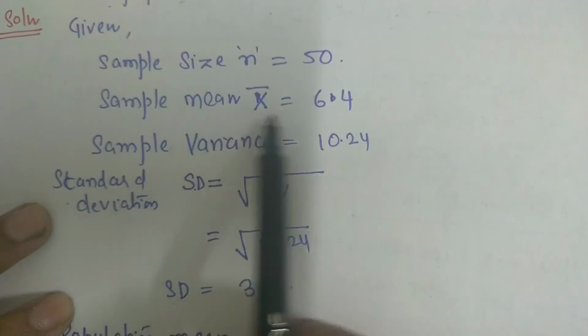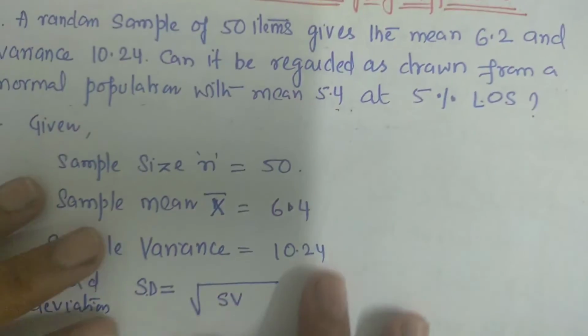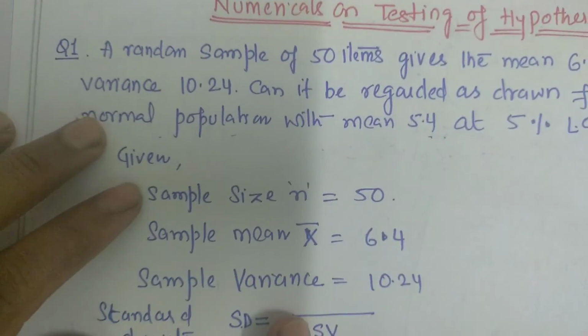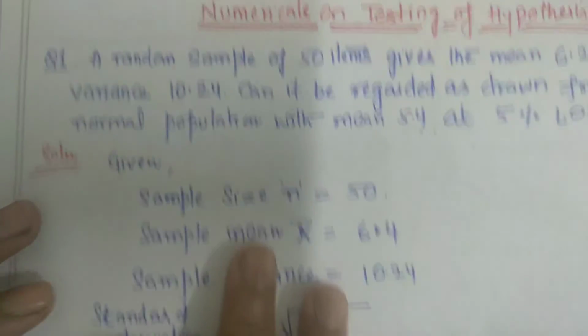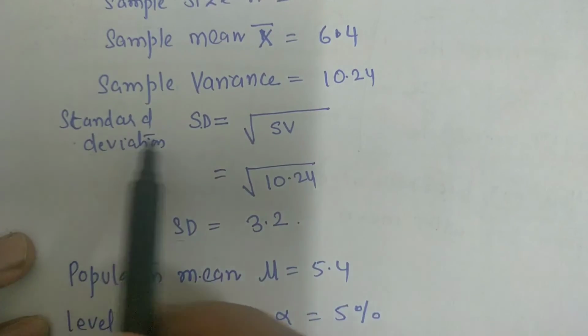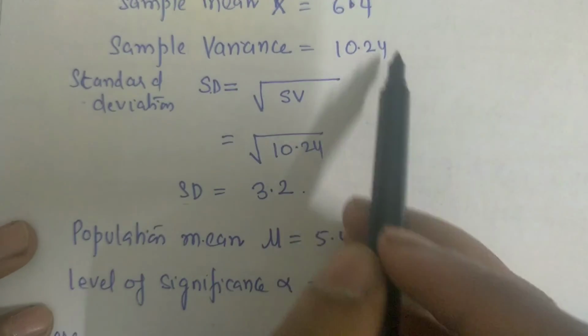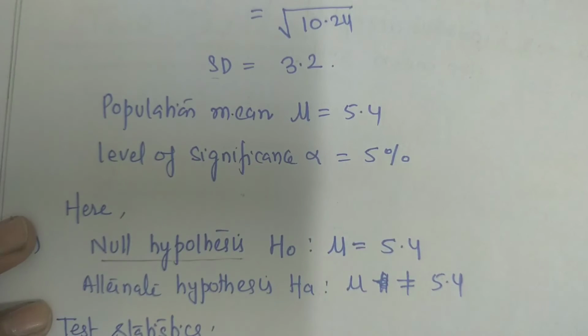Sample mean x bar is 6.2, sorry, I made a mistake earlier. And here they have not given the standard deviation, they have given the variance value. So I have told you, if they have given the variance, you have to take the square root of the variance. Here the square root of 10.24 gives us 3.2 as the standard deviation, right?